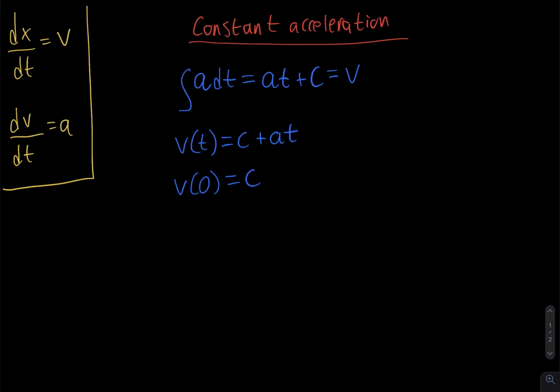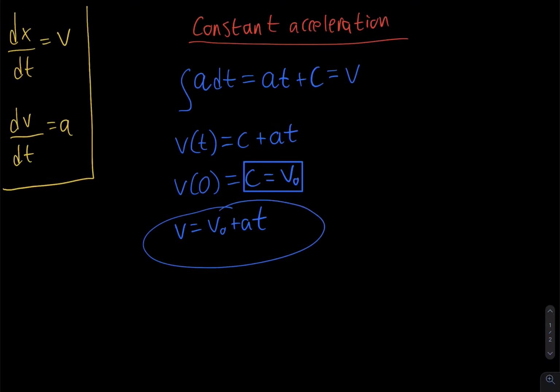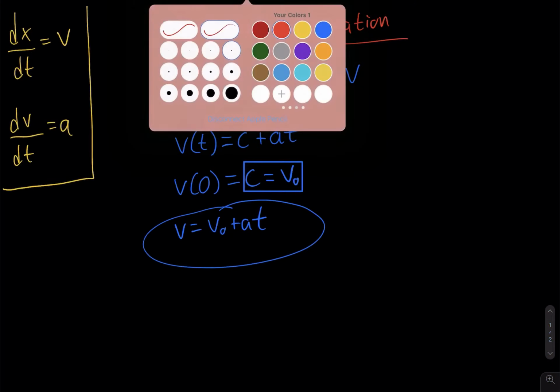And so we have v of 0 equals c. Well, if our velocity at time 0 is equal to c, then c has to be our initial velocity, because it's our velocity at time equal to 0. So now I can rewrite my velocity expression, v equals v naught plus at. So there's my velocity expression. And you may recognize this as one of the kinematics. This is one of the kinematic formulas.